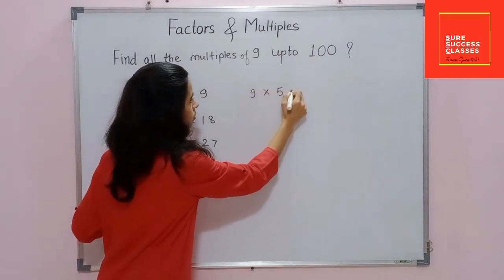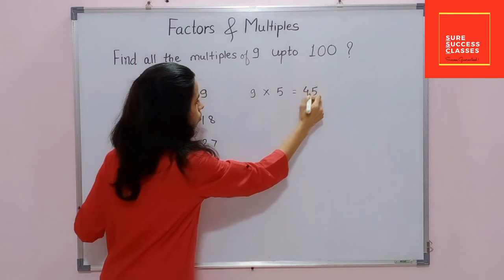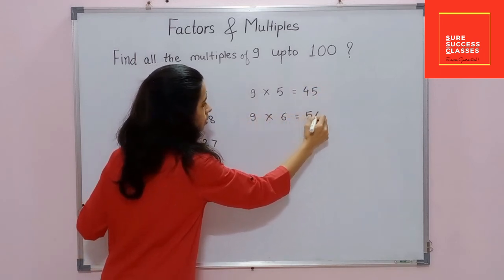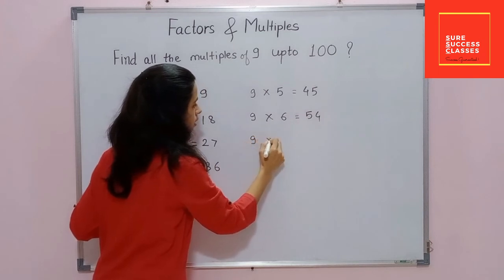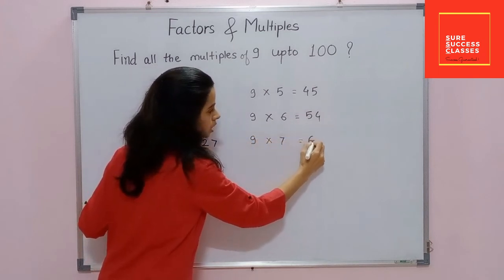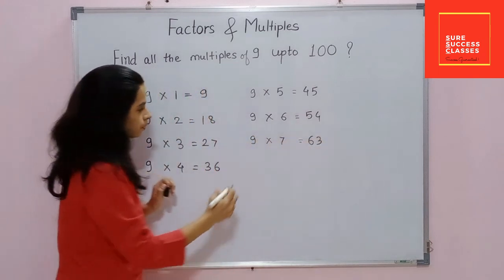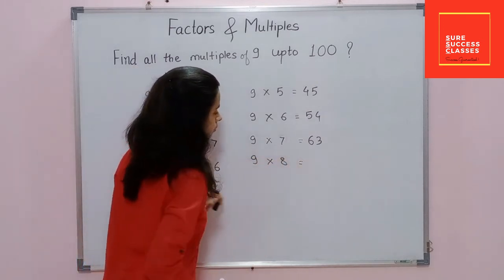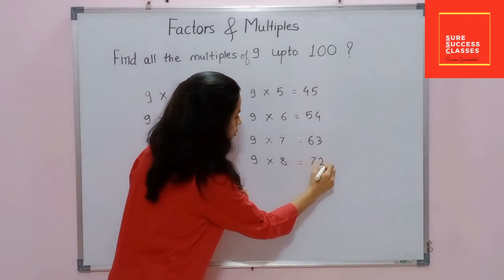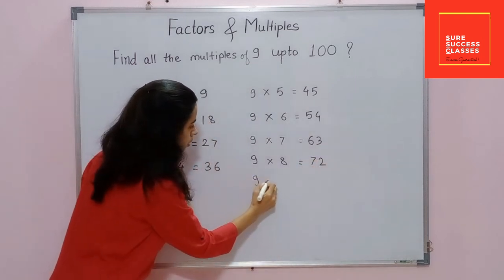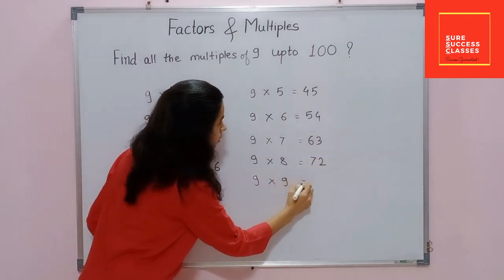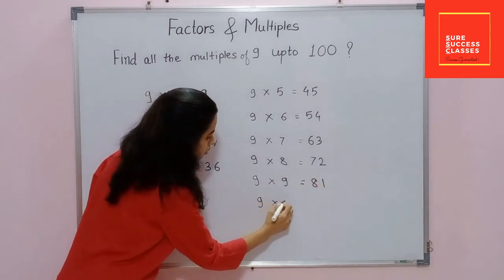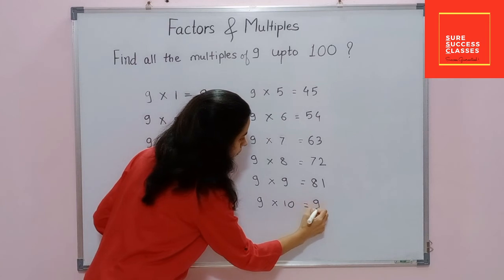9 fives are 45, 9 sixes are 54, 9 sevens are 63, 9 eights are 72, 9 nines are 81 and 9 tens are 90.